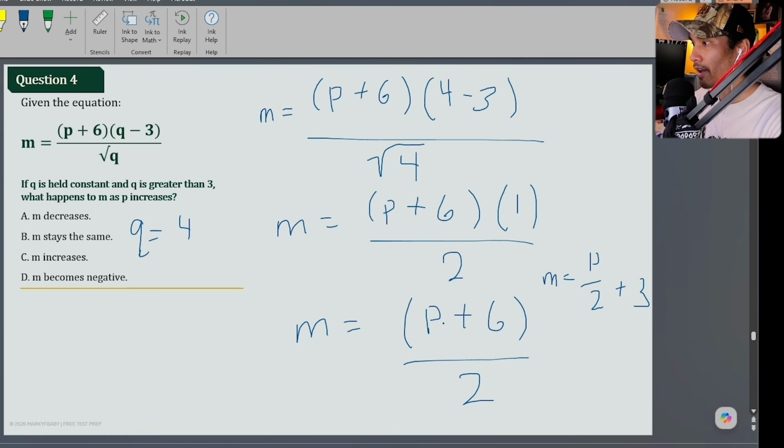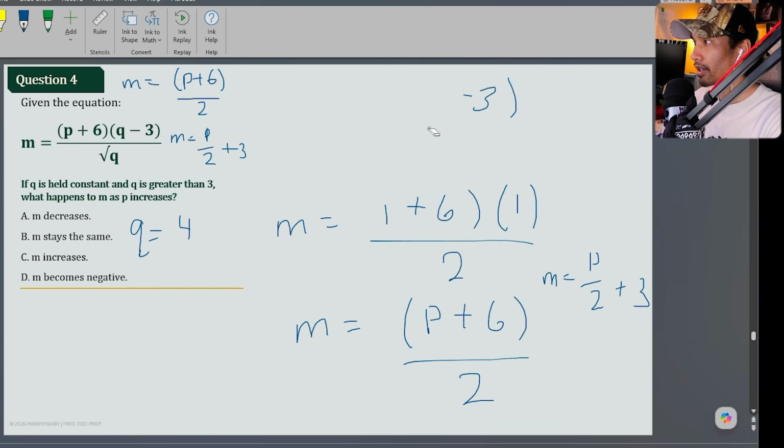substitute the values for P. So I'm actually going to use just this. I'll write both of them down, but I will only be using M equals P plus 6 over 2. I'm going to write that over here on the side for myself. M equals P plus 6 over 2. And then we also have M is equal to, and this is the fully simplified version, P over 2, and then plus 3.